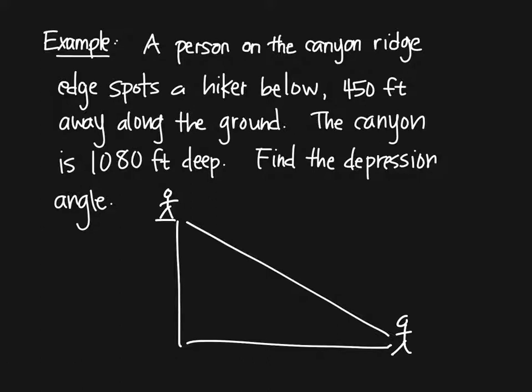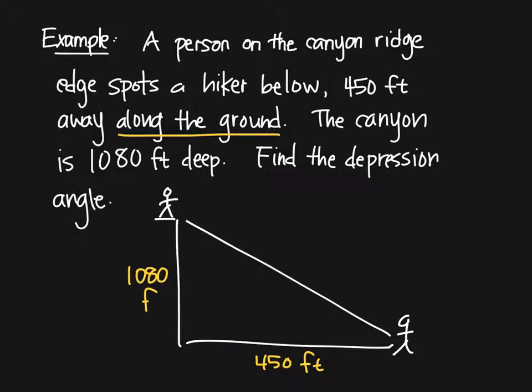No, the 1,080 does not go on the hypotenuse. Okay, what measurement goes along the ground? That's the thing to start with first. 450 feet along the ground. So that's the 450 here. Okay, so where does the 1080 go? It's the height. That's just the depth.